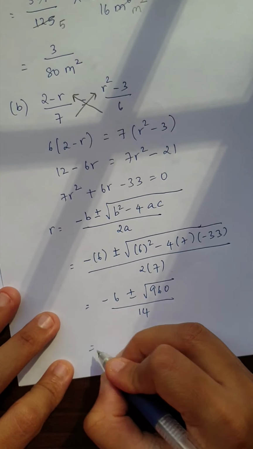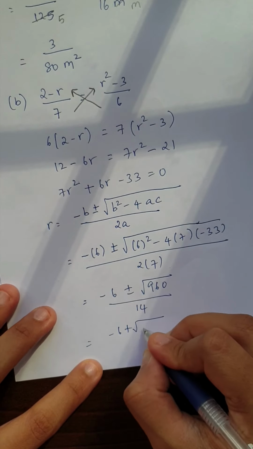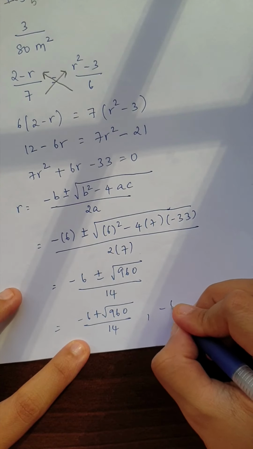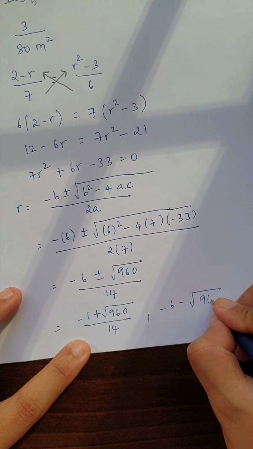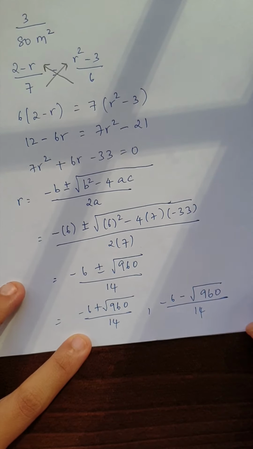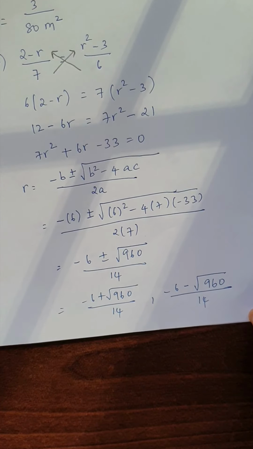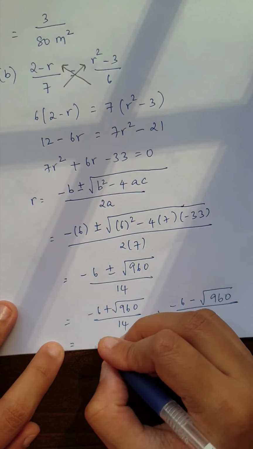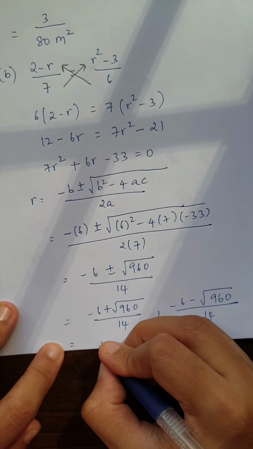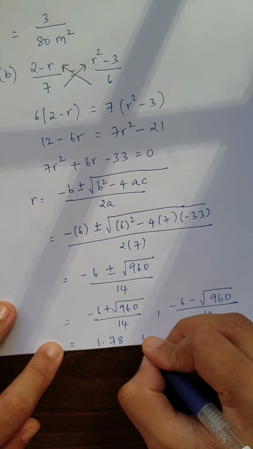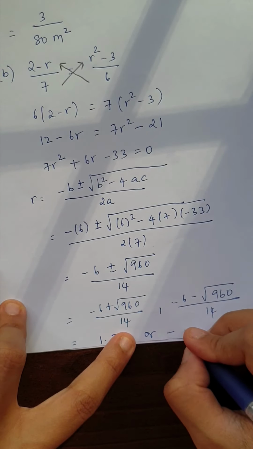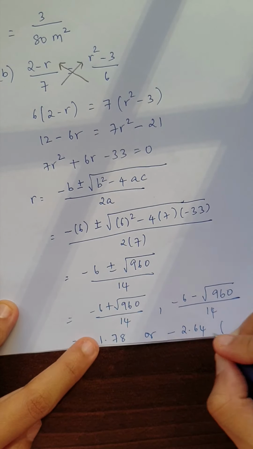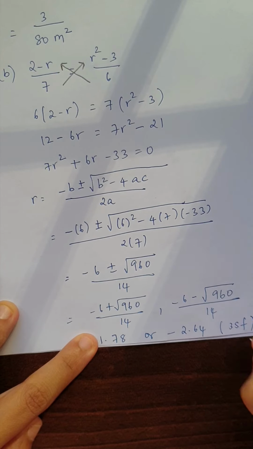So one answer is negative 6 plus square root of 960 over 14. Another answer is negative 6 minus square root of 960 over 14, which gives you two answers. Okay, and I'm going to only write the three SF answers because it's the final answer. So I get 1.78 or negative 2.64. 1.78 or negative 2.64, 3SF, both of them.